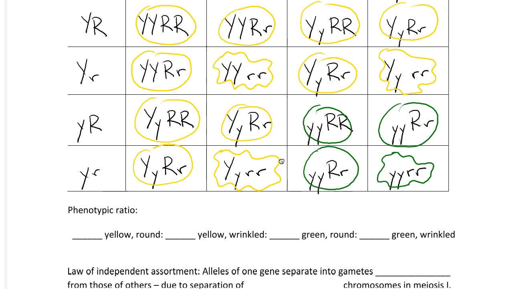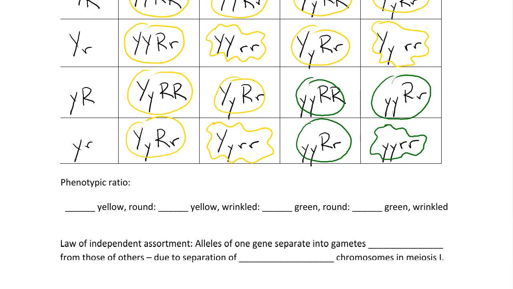So counting those up, we see that we have a phenotypic ratio of 9 yellow round to 3 yellow wrinkled to 3 green round to 1 green and wrinkled. And this is a characteristic phenotypic ratio when you're crossing two organisms that are heterozygous at two different genes. And what's happening here is that we have two 3-to-1 ratios superimposed on top of each other. If you just look at color, then we've got a total of 12 yellow and a total of 4 green. Well, 12 to 4 is again a 3-to-1 ratio.